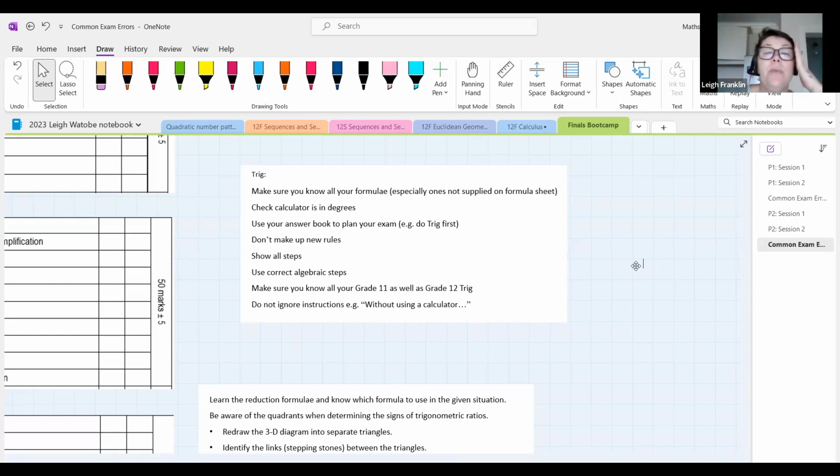Use your answer book to plan your exam. So either do your trig first or last. Don't make up new rules. Show all your steps. Make sure that you show what you get when you are reducing. Algebra. Make sure you've learned all your grade 11 and grade 12 trig, and be careful. Do not ignore instructions like without the use of a calculator.